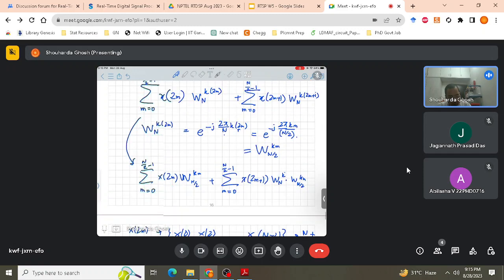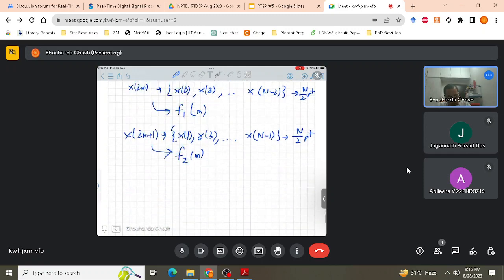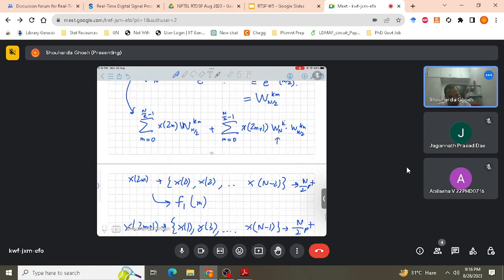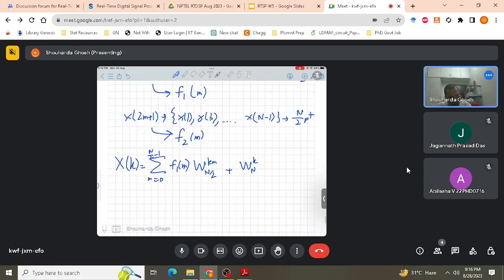So what was our x of k? How can we rewrite this? We can rewrite this as x of k is summation over m equal to 0 to N by 2 minus 1 f1 of m W_{N/2} to the power km, plus, now I take that W_N is outside, times summation m equal to 0 to N by 2 minus 1 f2 of m W_{N/2} to the power km. I know it's a lot of calculation stuff.